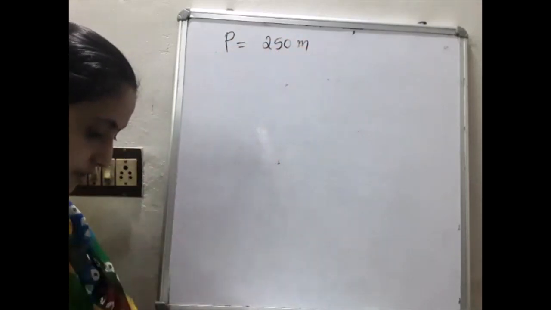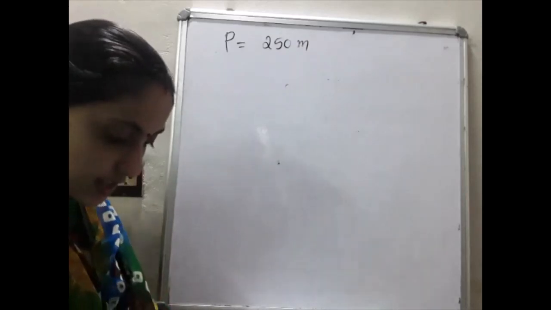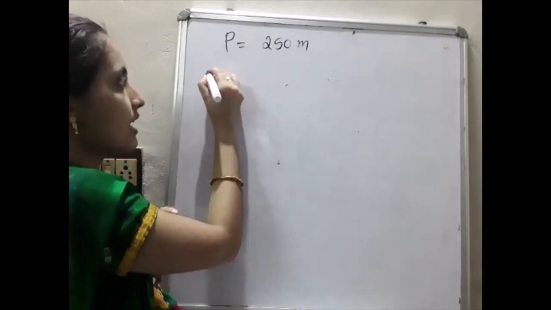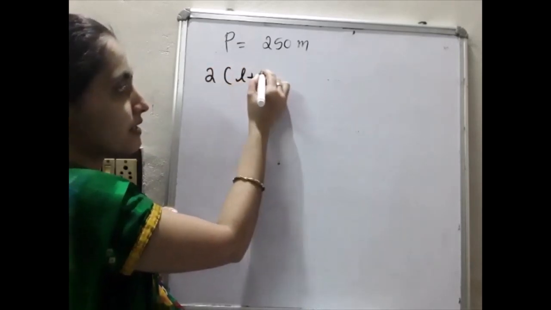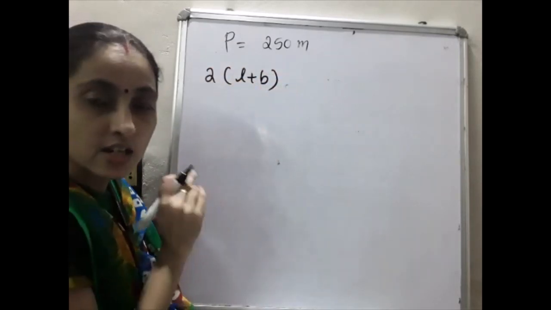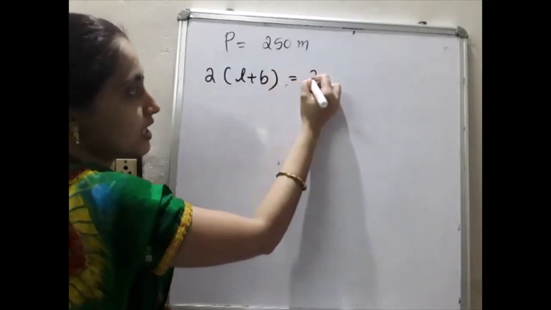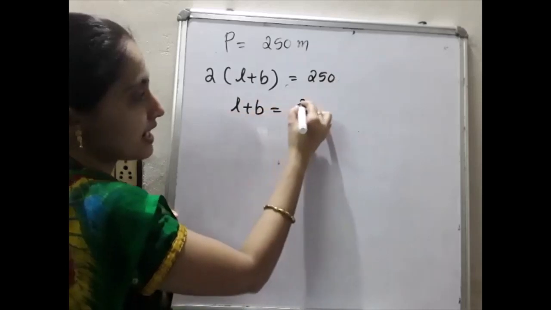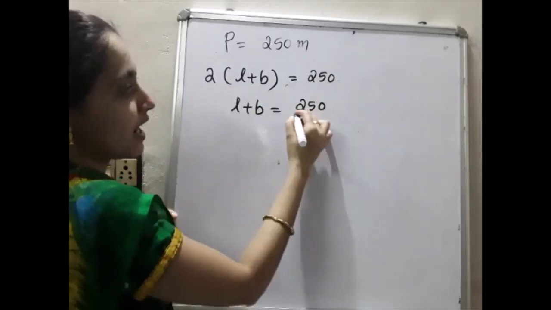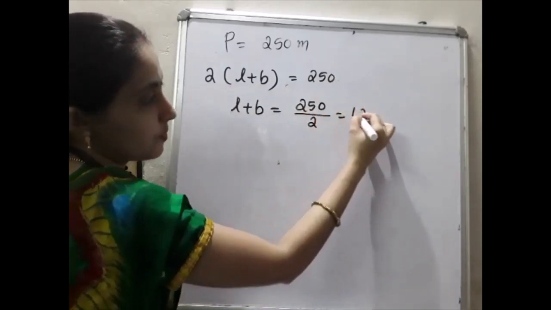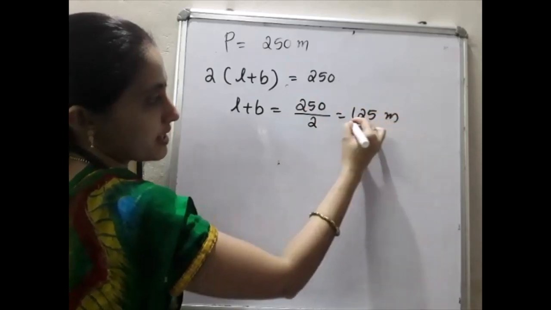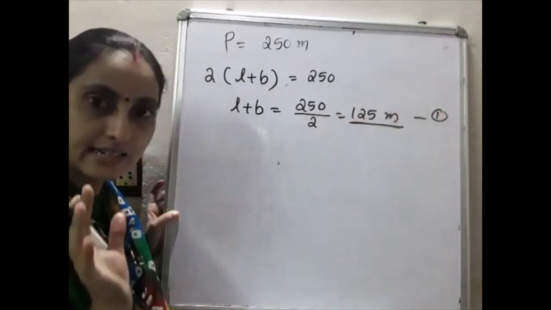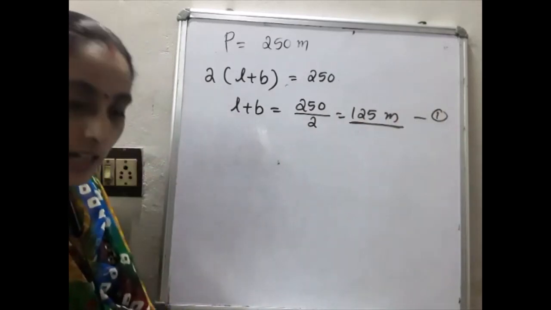The perimeter of the rectangular hall is given as 250. So how will you find the perimeter of a rectangle? The formula is 2 into L plus B. Perimeter of a rectangle is 2 into L plus B, that is given as 250. From this equation, what is L plus B? L plus B can be written as 250 divided by 2, that is equal to 125 meter. Okay, so keep this as equation number 1. Is it clear up to this? Then we will move to the remaining part.